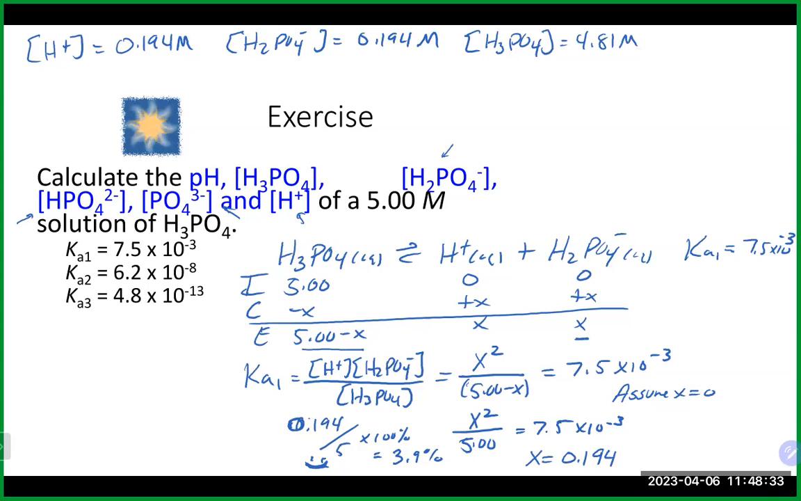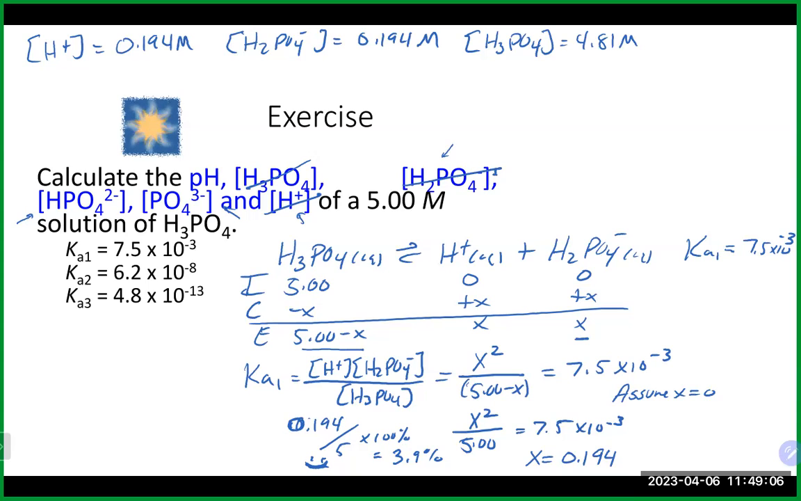So from the very first ICE table, we were able to get the concentration of this guy, we were able to get the concentration of this guy, and we're able to get the concentration of that guy. So that's not too bad. Any questions on that so far? All right. Well, since we do want the concentrations of some other things here, like the HPO4 2 minus, we will have to do the second dissociation reaction here.